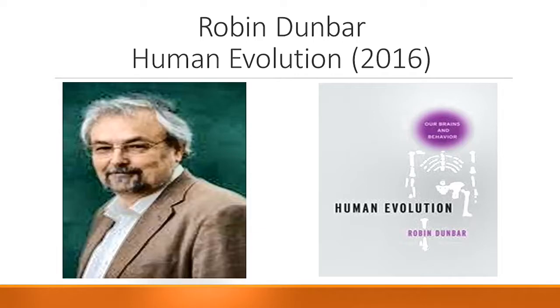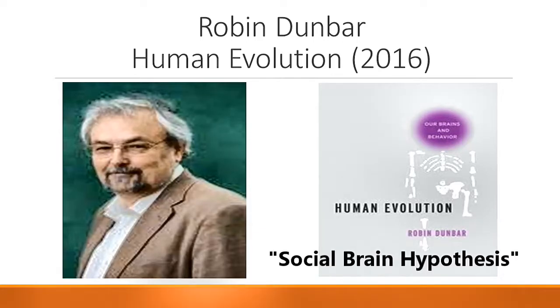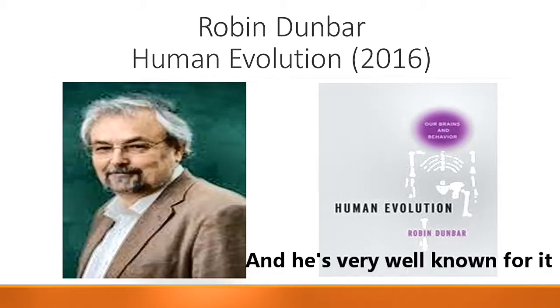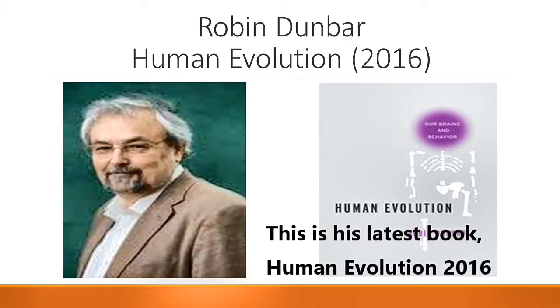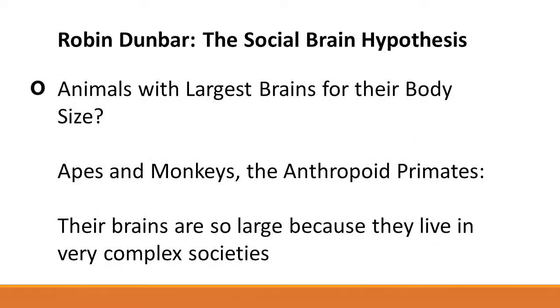Robin Dunbar is the scientist who came up with this social brain hypothesis, and he's very well known for it. This is his latest book, Human Evolution, 2016. And Robin Dunbar asks, what animals have the largest brain for their body size? The answer is apes and monkeys, who are called the anthropoid primates. And their brains are so large because they live in very complex societies.